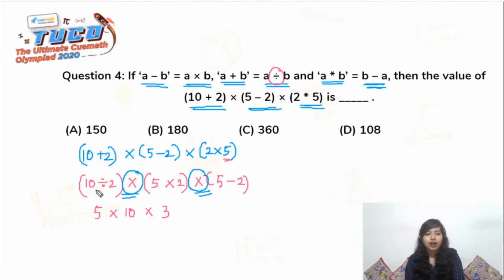Now, after replacing all of these and calculating, what's the final answer we get? This is 50 times 3, which is nothing but equal to 150. Hence, option A is the right answer.